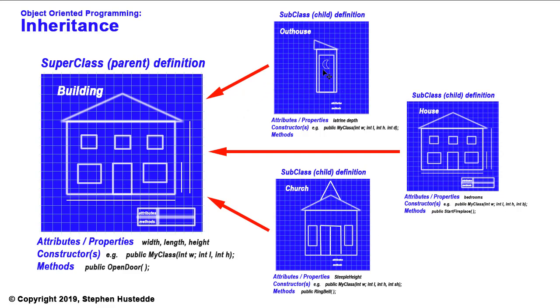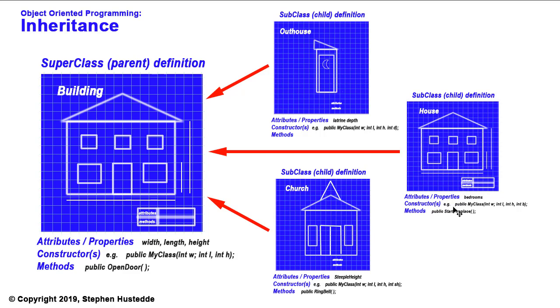So I might have three types of buildings. I have an outhouse subclass, and it's going to have a height, width, and length as well, but it's also going to have its unique property or attribute just part of the outhouse, and that might be the latrine depth. And when I create the constructor for that, I'm going to pass it the width, length, and height, which are part of the superclass, but I'm also going to pass it D here, which is the latrine depth. Here's another subclass. This is house. In house, I might need a property for how many bedrooms are there in this house. And so when I call this constructor, again, I'm going to pass it the width, length, and height, but I'm going to also pass it the B, which is the number of bedrooms.